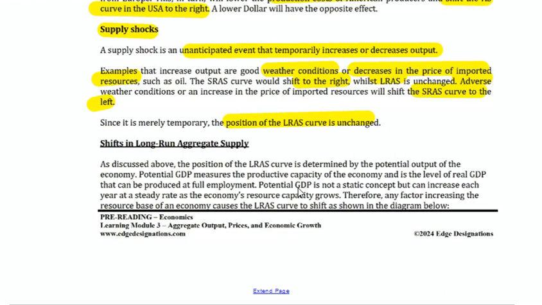Okay, we've had a nice long discussion on the short run aggregate supply. What about shifts then in the long run aggregate supply curve?